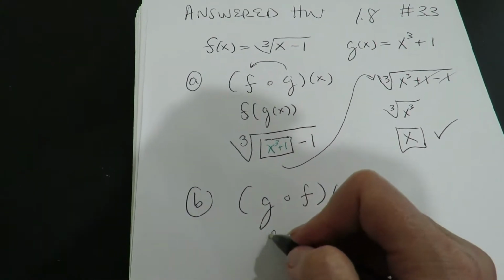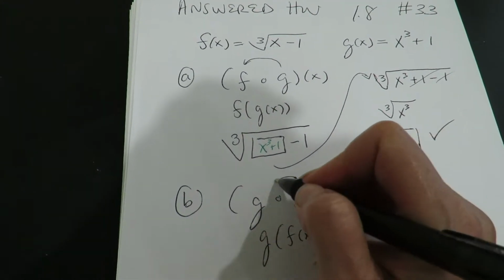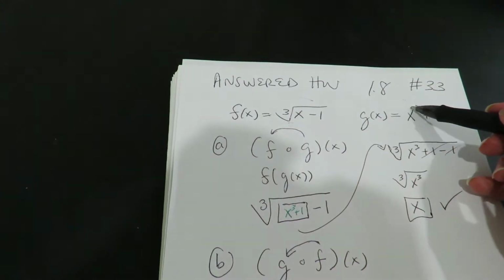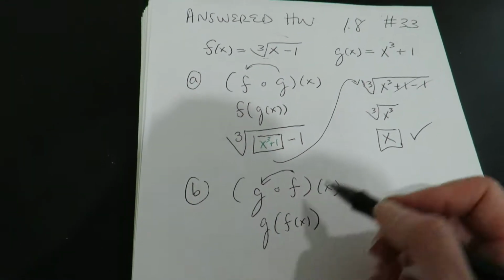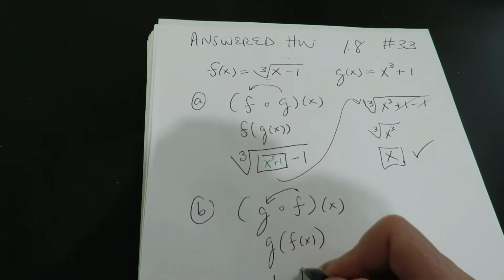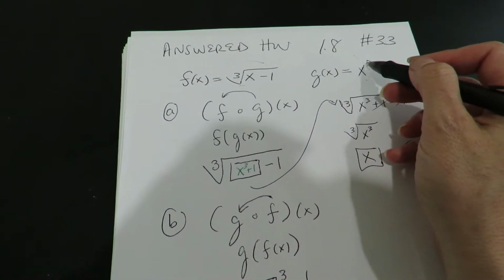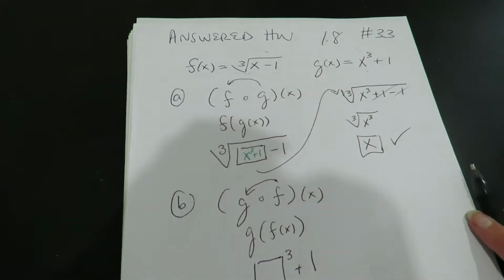All right, now we're going to go the other way. You're going to be sticking F into G. So now all of F is going to go into G, but it goes in where the X is, okay? It goes in where the X is. So G is the outside, or the thing that's getting stuffed. So the thing that's getting stuffed is something cubed plus 1. You're going to take this function and stick it where the X was.